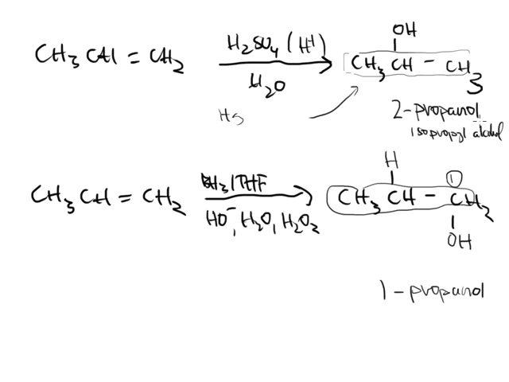Now, there's something else I want to mention. Notice here how I keep writing BH3. All right, well, that's great. Sometimes, though, they might try to trick you, and BH3 is not a very good source like we've talked about before. You can't really hold that in a bottle. THF keeps it in solution. That's great. But sometimes they might throw in this instead. All right, this group, B2H6, this is called diborane.